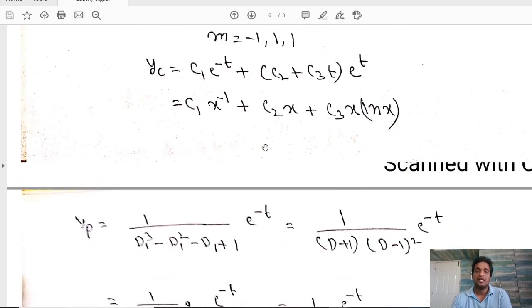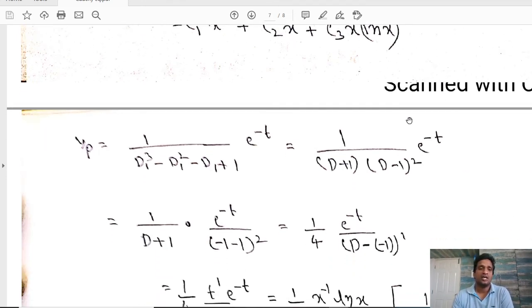So the yc will be c1 e^(-t) for minus 1, and for 1 comma 1, (c2 plus c3 t) e^t, because it is repeating two times. So c1 x^(-1), again I am changing to x, e^t is equal to x, so e^(-t) will be x^(-1). c2 into e^t, that is c2 x. c3 into t e^t, so e^t is equal to x, t is equal to ln x. So c3 x ln x.